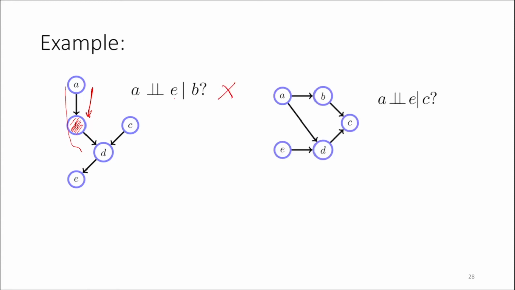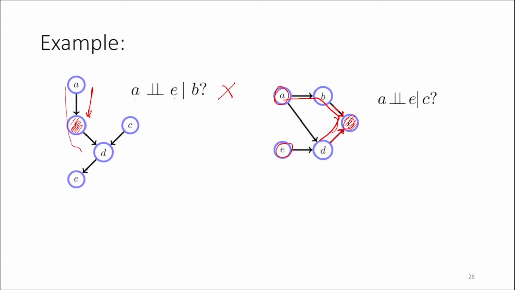Let me give you another one. Now here we are asking whether A is independent of E, conditioning on C. You see that we have a V structure here. C is a collider. So because it's the V structure, I can pass through it. So I can start from A. This is not observed, I can pass through it. It's a V structure, I can pass through it.